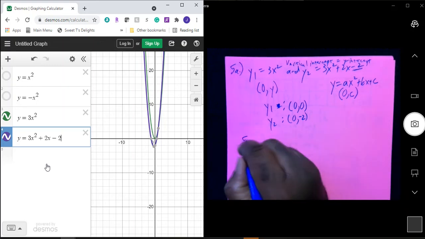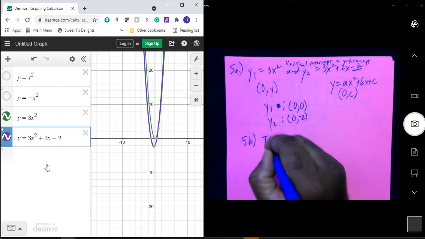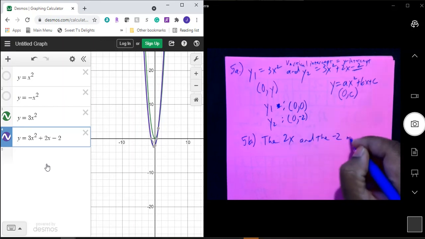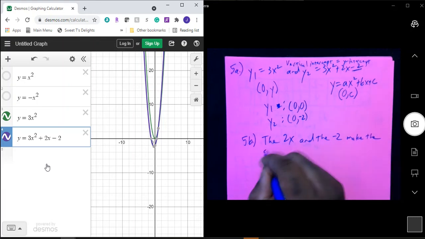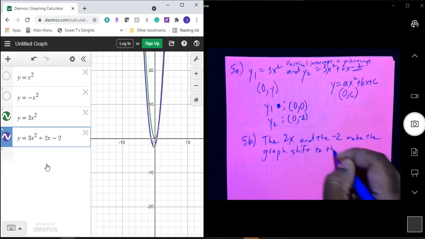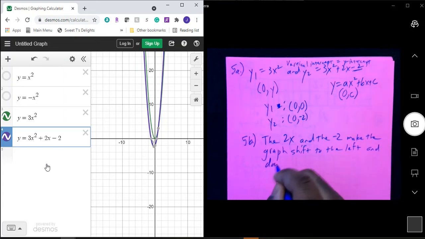Now, we go here to 5b. It says, compare the two graphs to determine the effect of the linear term 2x and a constant term -2 on the graph of y sub 1 equals 3x squared. So basically, the 2x and the -2 make the graph shift to the left and down.